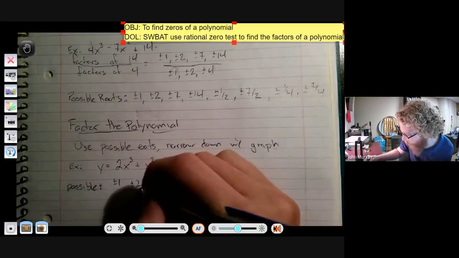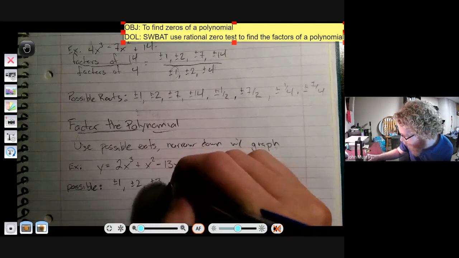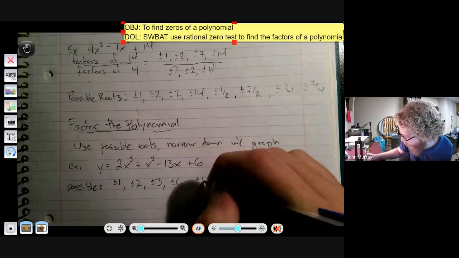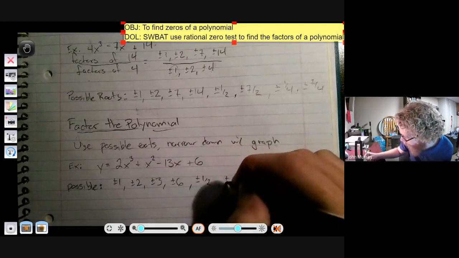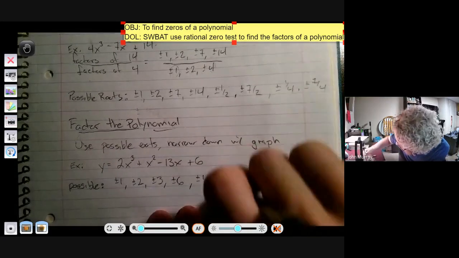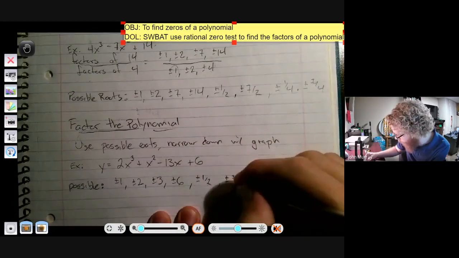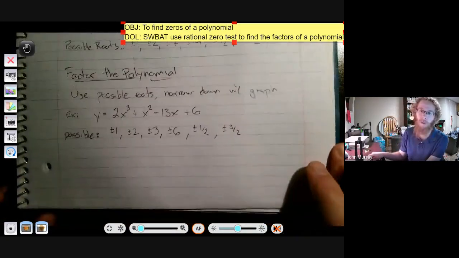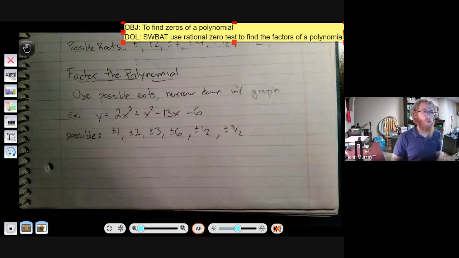Plus minus 1, plus minus 2, 3, 6, 1/2, and 3/2. Right? So those are the possible roots.